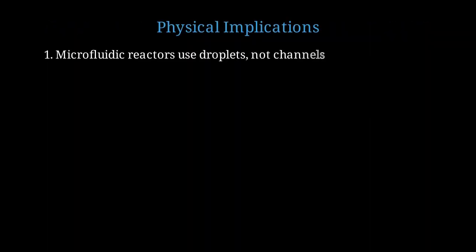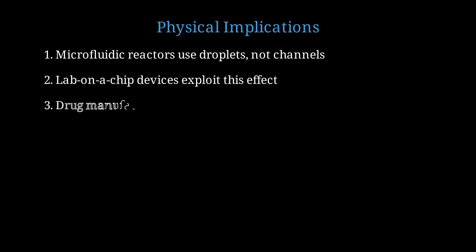What are the practical implications of this reversed mixing paradox? First implication. For chemical reactions requiring fast mixing, microfluidic devices use droplet-based systems rather than continuous flow channels. Second, lab-on-a-chip devices for medical diagnostics exploit this effect. Tiny droplets can perform rapid assays that would take minutes in a test tube. Third, pharmaceutical manufacturing is starting to use microdroplet reactors for precise synthesis. Each droplet is a tiny reactor with excellent mixing.